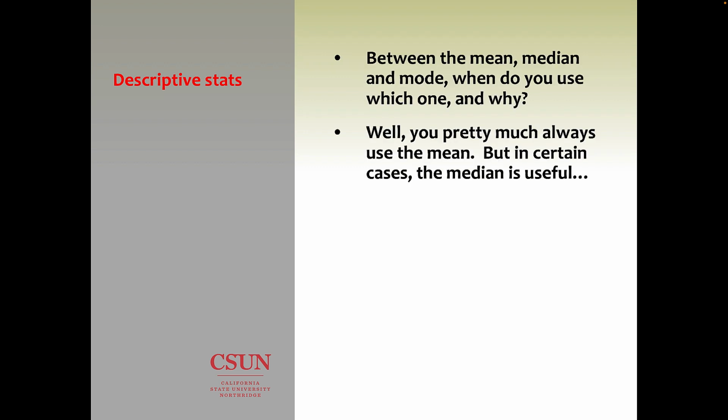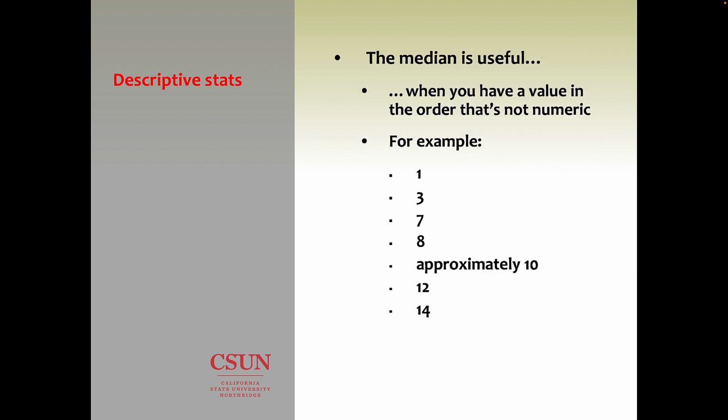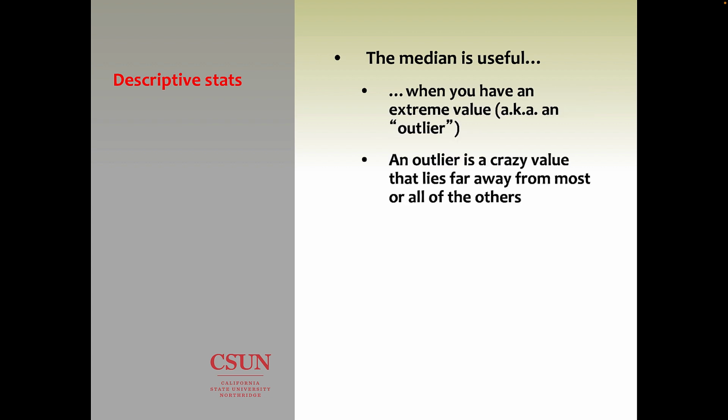Okay, so between these, which one do you need to use the most? It's pretty much the mean. That's always the case. Not always. Almost always the case in psychology research. Use the mean, but in certain cases the median is useful. For example, when you have a value in your data set that's approximately 10 or 5 to 7 or something, you know about where it is, or you know where it should be in the order, but you don't know the actual number. If you don't know the actual number, then you can't calculate the mean, so the median is going to be the next best thing.